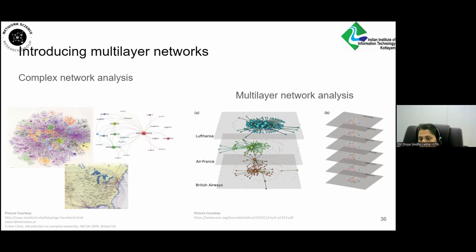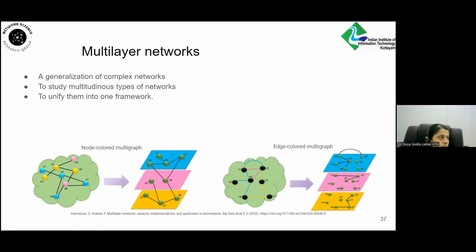See another example shown here. Earlier we were considering only the friendship network. Now we are looking into different aspects of friendship: friendship alone, negative relationship, job related, or just acquaintances. Each one of these relationships, when you look into it, gives different meanings, different aspects of friendship. So when this aspect is also captured in our network representation, we have different layers of information. This is a multi-layer network. So we could say that a multi-layer network is a generalization of complex networks when you want to study different types, multitudinous types, of networks.